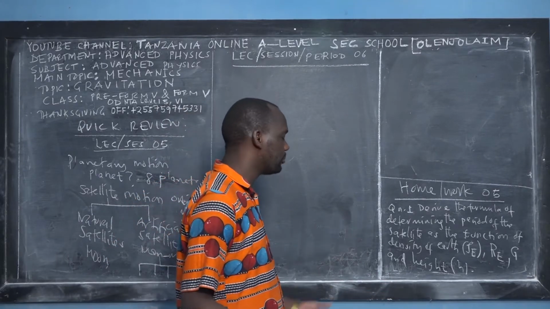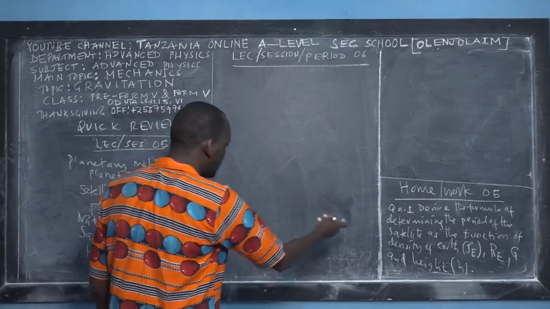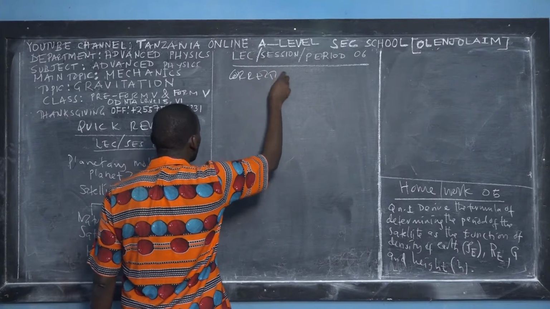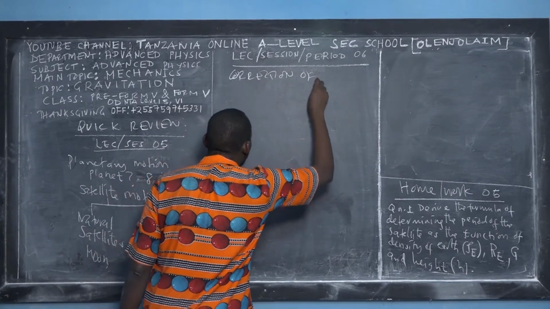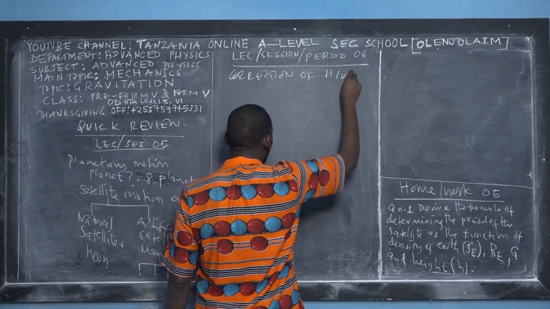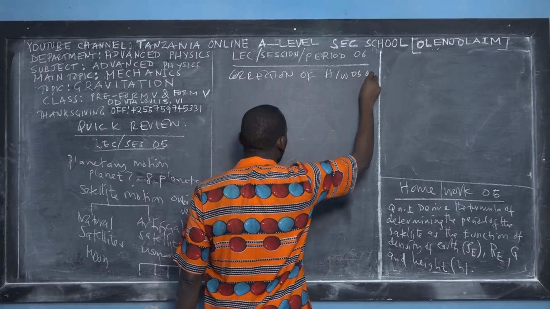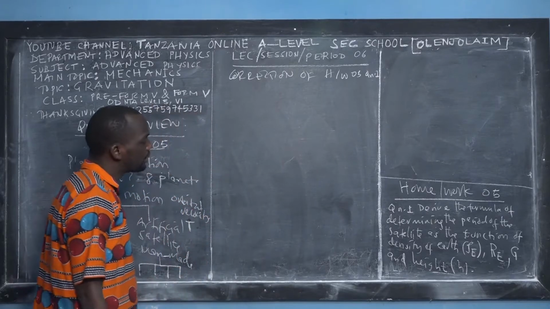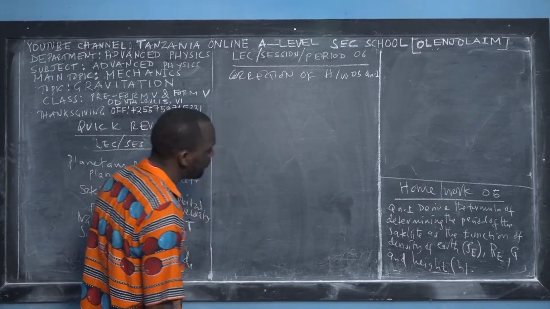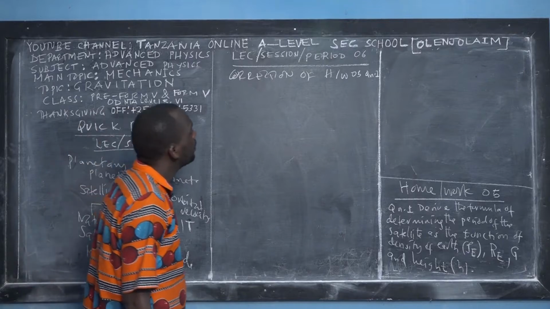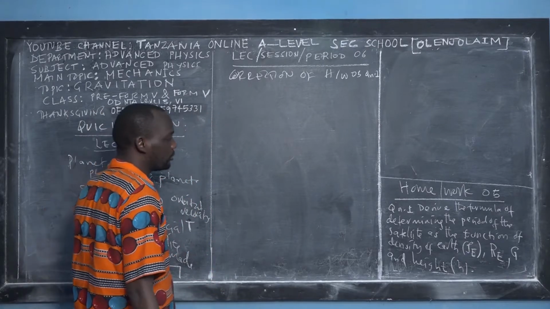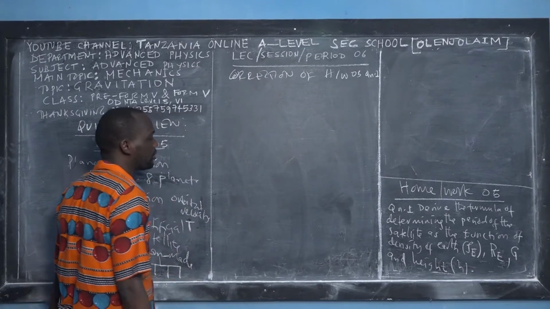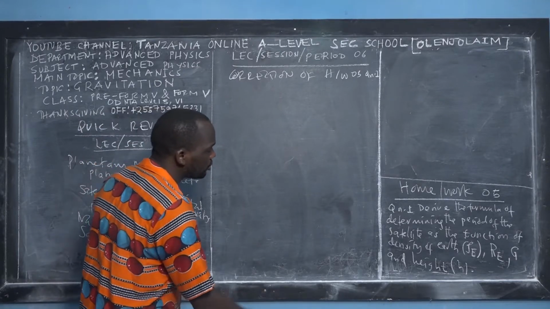For the first question, let me just do the correction to encourage you. So the beginning of today's session is the correction of homework. That was homework 5, and question number 1, you see it here. Derive the formula of determining the periods of the satellites as a function of the density of the S. So there are two ways that you can derive this formula. Basically, you can use the previous formula.